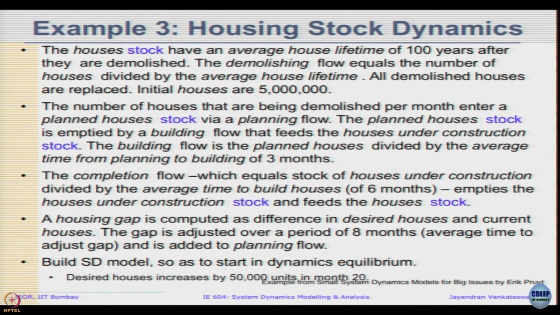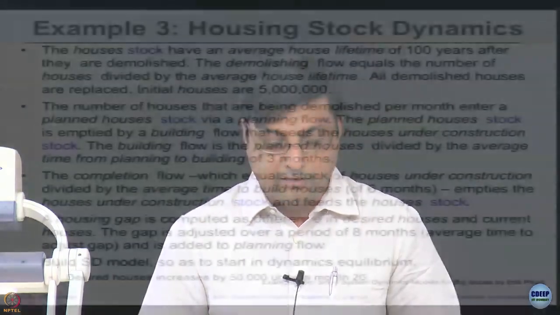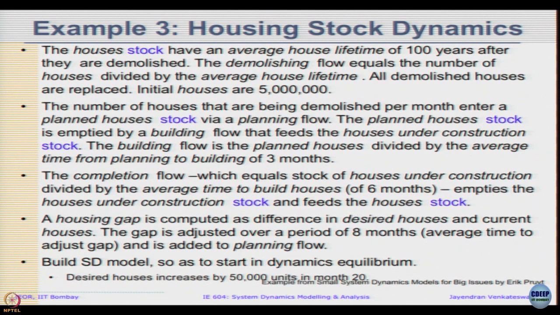A housing gap is computed as the difference between desired houses and current houses. The gap is adjusted over a period of 8 months. The average time to adjust the gap is given as 8 months and is added to the planning flow. So, apart from just rebuilding existing houses, they also want to plan to build as many as the desired number of houses. So, build the SD model so as to start in dynamic equilibrium. And then there is another condition given: desired houses increases by 50,000 units in month 20.